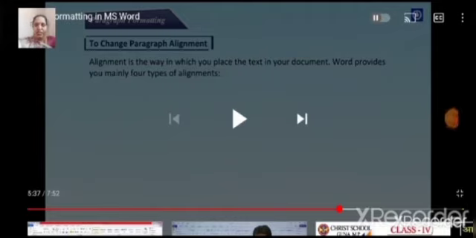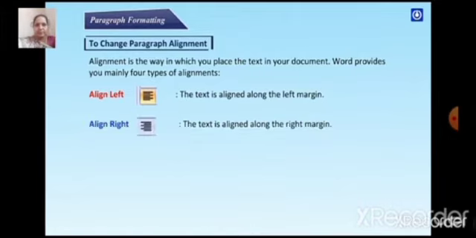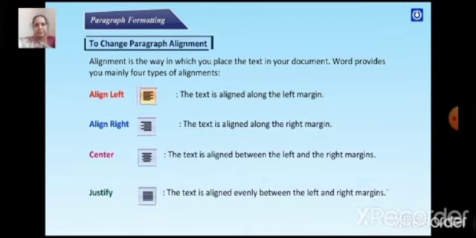Children, let us see a video about text alignment in MS Word. Alignment is the way in which you place the text in your document. Word provides you mainly 4 types of alignments. Align left. The text is aligned along the left margin. Align right. The text is aligned along the right margin. Center. The text is aligned between the left and the right margins. Justify. The text is aligned evenly between the left and right margins.